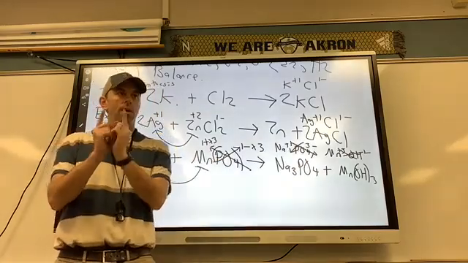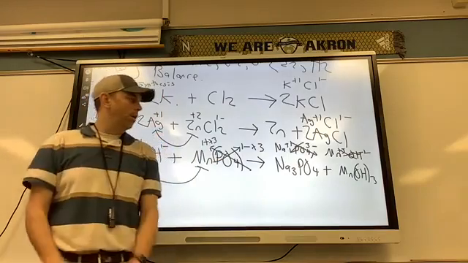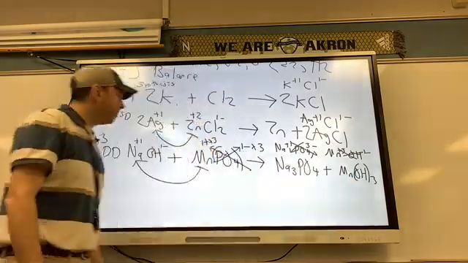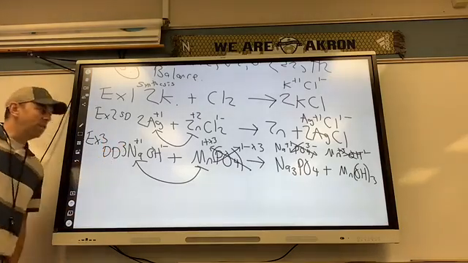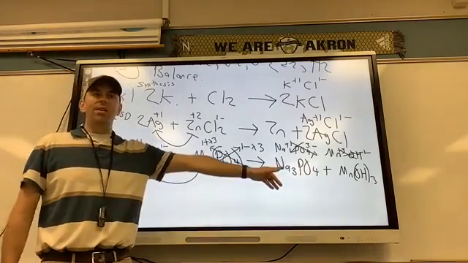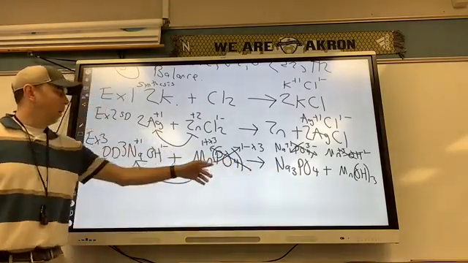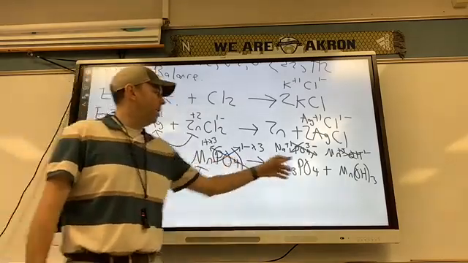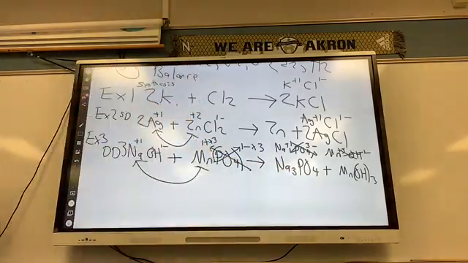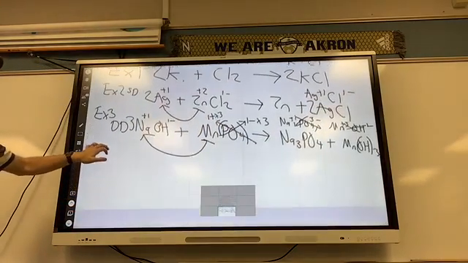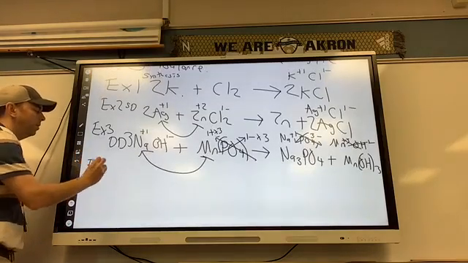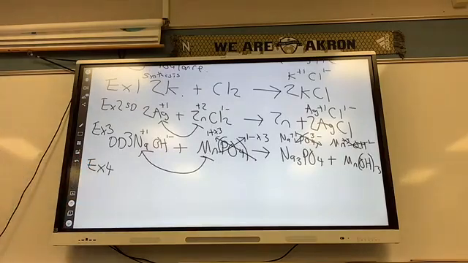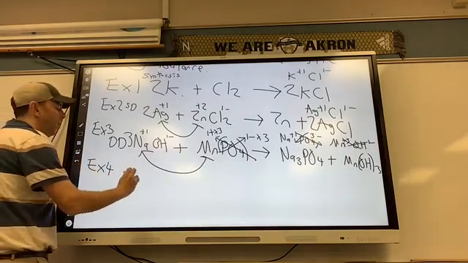Cool? Is this balanced? No. I have 3 OHs here. So what coefficient is going to have to go here? 3. That also gives me 3 Nas. Do I have 3 Nas here? Okay, quick check. 1 PO4, 1 PO4, 1 Mn, 1 Mn, that's balanced. Cool? Last example. Do you guys need to see a decomp? Or, nah, you'll figure that one out on your own. You want to do one? No. Okay. Here we go.